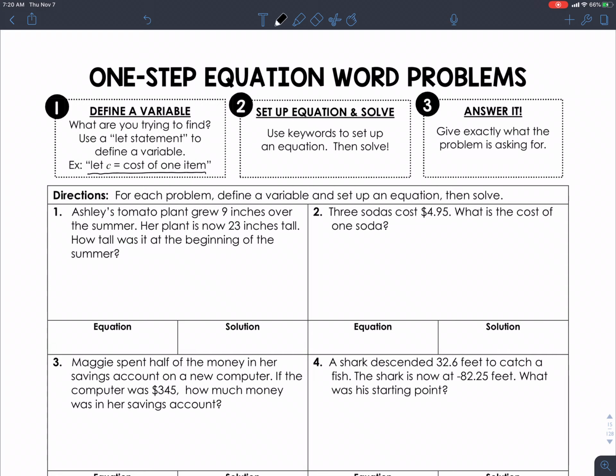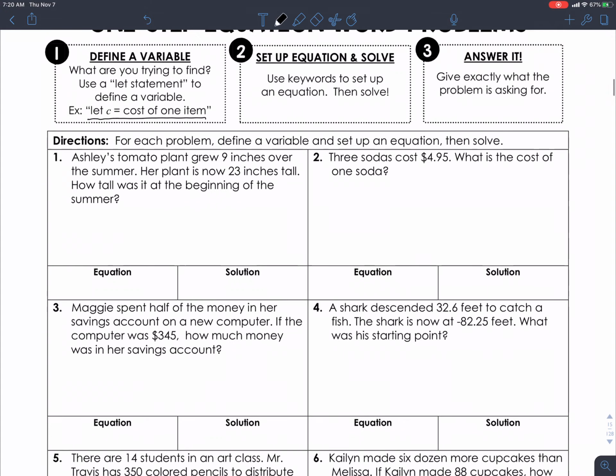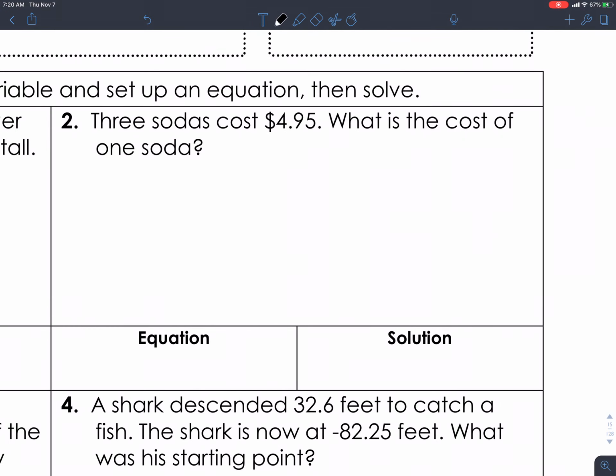If you look at these boxes, there's a space for work, a space where they want you to write the equation you solved. Just write the equation. You don't have to show all your work in that little box. And then, what is your actual answer? So I'm going to do the evens, and you will be responsible for the odds. First off, let's look at number two. 3 sodas cost $4.95. What is the cost of 1 soda?